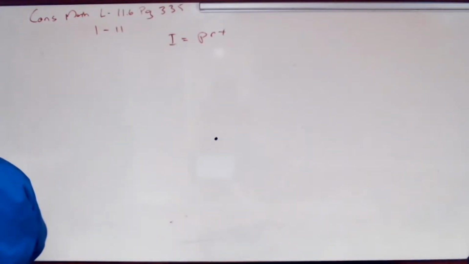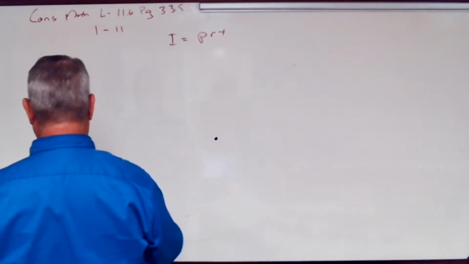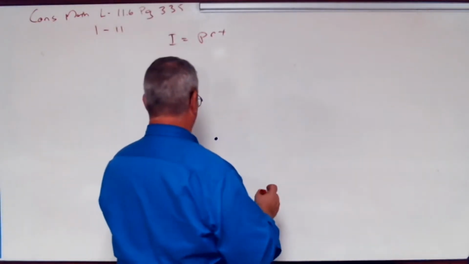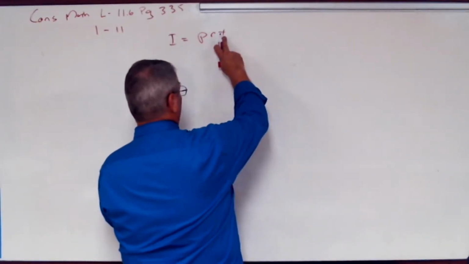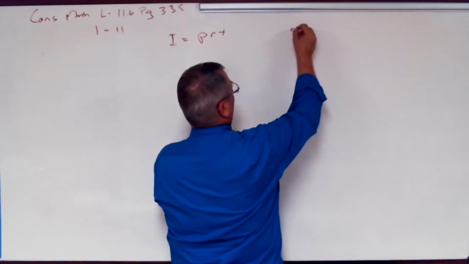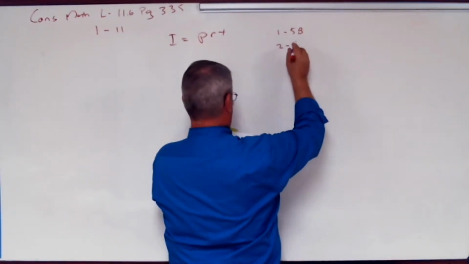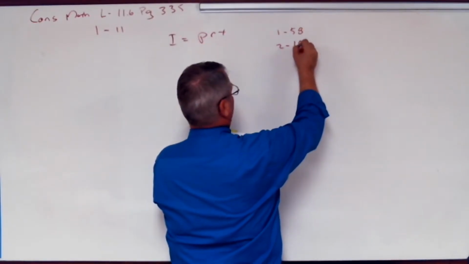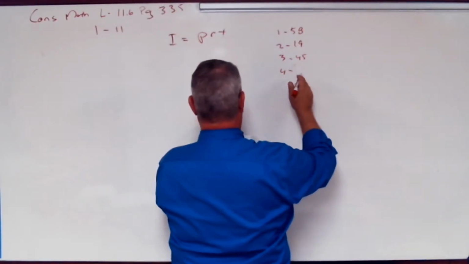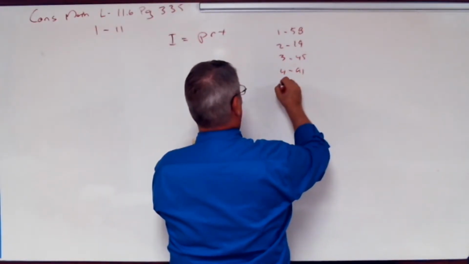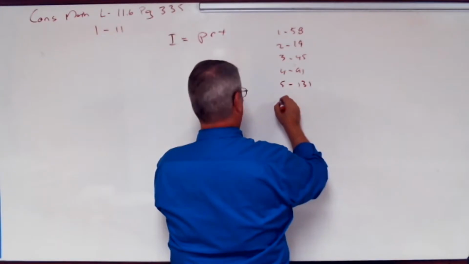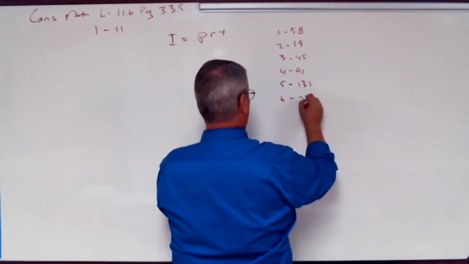So rather than you trying to figure out how many days that is, I'm going to give you the days. You have to put these in the right problem. It comes under right here. Days is in terms of 365. On number 1, it's 58 days. On number 2, it is 19 days. Number 3, it is 45 days. Number 4, it is 91. Number 5, it's 131. Number 6, going all the way down here, it's 73.